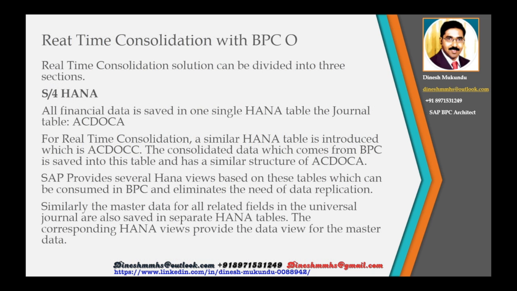Real-time consolidation is possible with BPC due to the following changes in the architecture. In S4 HANA, all the financial data is stored in one single HANA table, the journal table. So it stores the data relevant to FI and CO with the highest level of granularity. For real-time consolidation, a similar HANA table is introduced, which is ACDOCC. The consolidation data which comes from BPC is saved into this table and has a similar structure to ACDOCA.